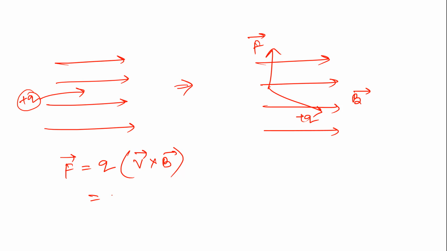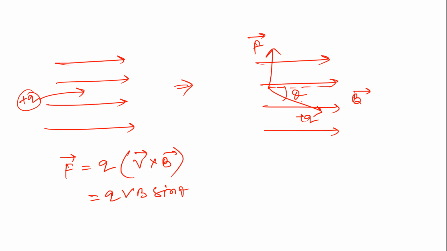It can be simplified as qvB sine theta, because in this case there is an angle theta between the charged particle's velocity and the magnetic field. So when it enters the magnetic field, the magnetic force experienced by the charged particle is perpendicular to its motion, and the expression is qvB sine theta.